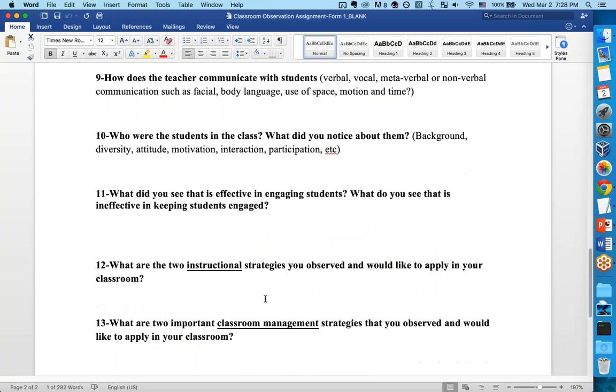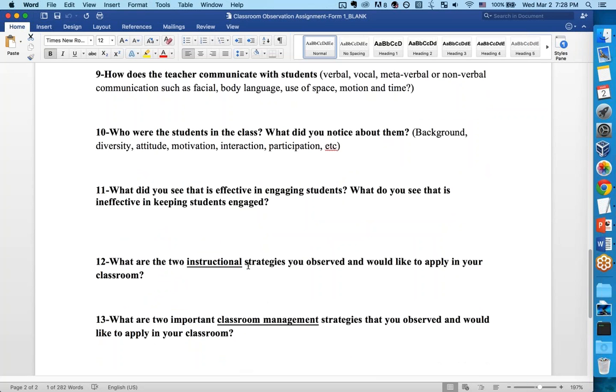And the last 2 questions here, what are the 2 instructional strategies? Again, when we say instructional, this is about teaching methods. This is how we deliver information, right, as a teacher. What 2 instructional strategies would you like to use, or you are planning to use, applying in your classroom that you learned from that teacher specifically? What are 2 important classroom management strategies that you observed and would like to use or apply in your classroom?